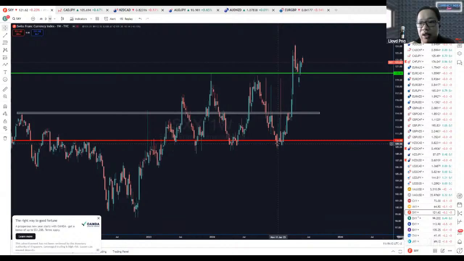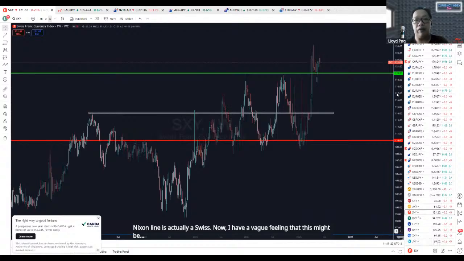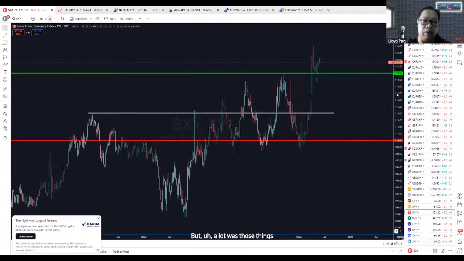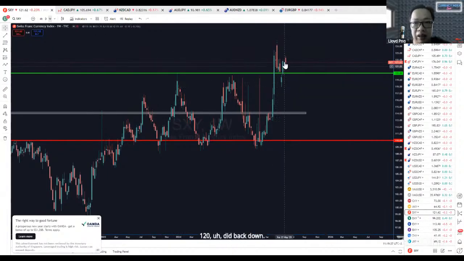Next in line is actually the Swiss. Now I have a vague feeling that this might be an expired view, that Swiss is actually connected to gold, but a lot of people still seem to have this notion. Now, price against gold very, very strongly break 120, dip back down, and then come back again.